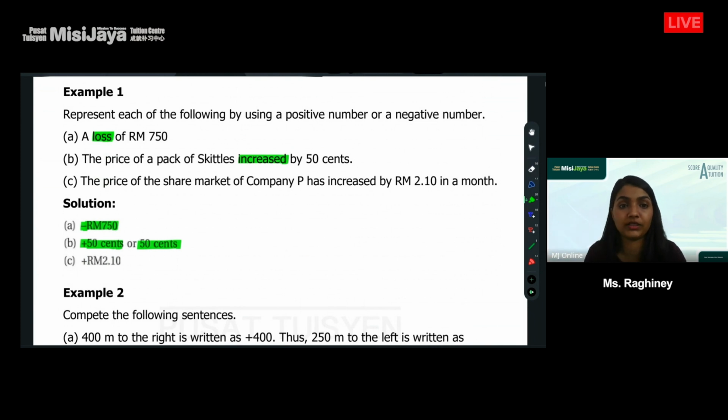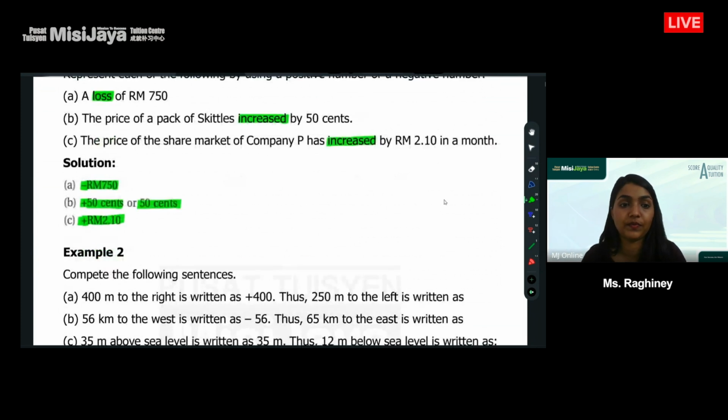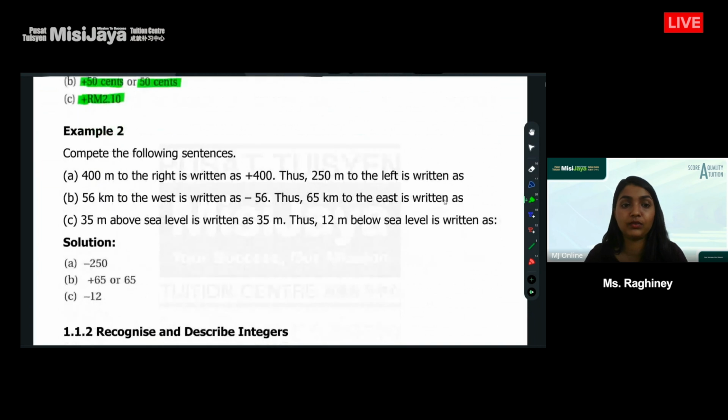It's not compulsory. The share price of company P has increased by 2 ringgit 10 cents in a month. So we can represent it as positive 2 ringgit and 10 cents, or just 2 ringgit and 10 cents. That works too. All right, look at example 2.